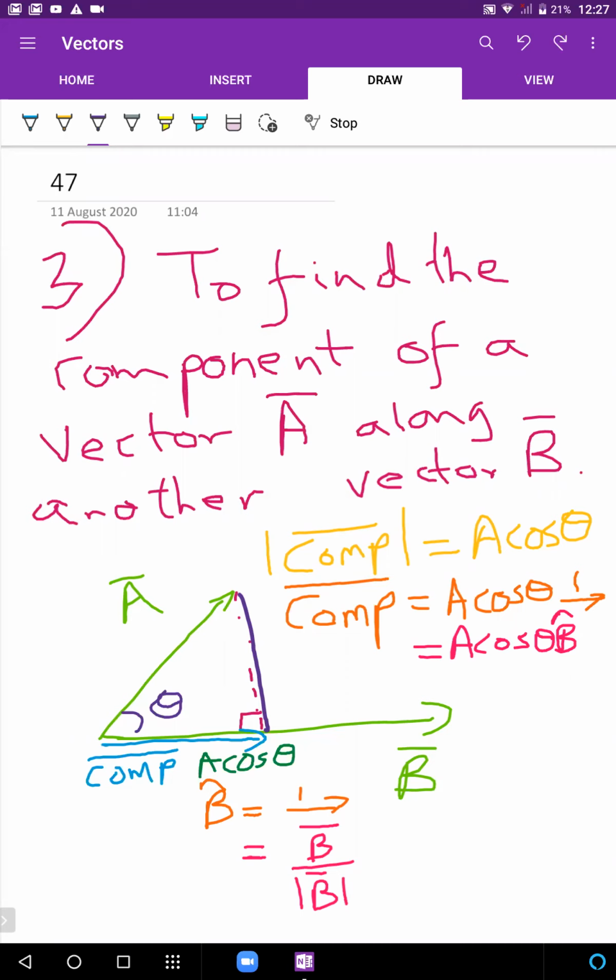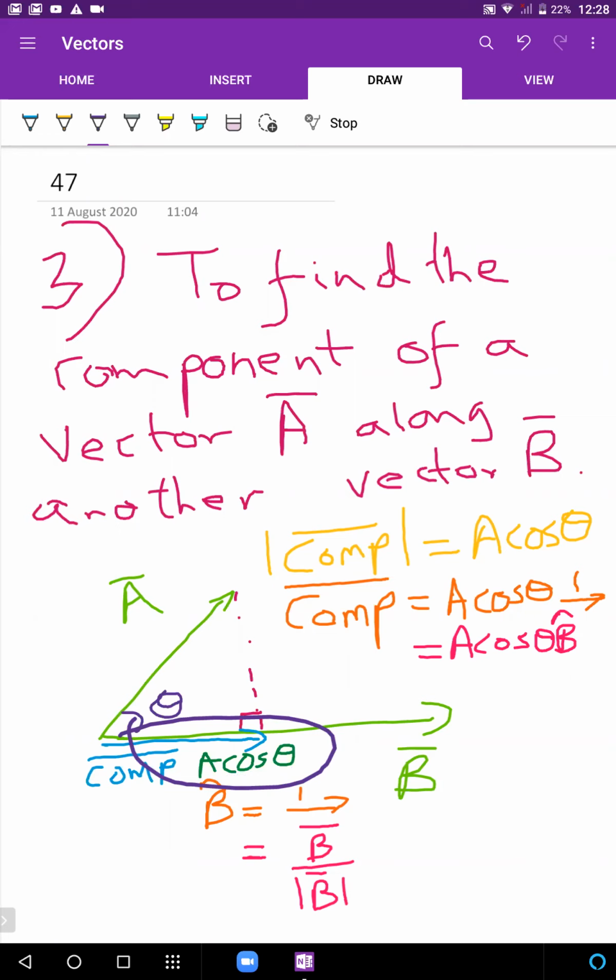What is its magnitude? You guys know this. How do you find its magnitude? A है, थीटा दिख रहा है, ये कंपोनेंट का मैग्नीट्यूड कितना होगा? सो रिमेंबर, थीटा के बगल में वाला कंपोनेंट का मैग्नीट्यूड होता है A cos थीटा, हाइपोटेन्यूज cos थीटा. याद आ रहा है? Opposite theta is sin theta, adjacent to theta is cos theta. So this component is A cos theta along B bar.